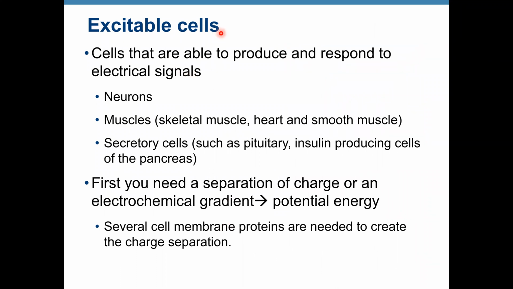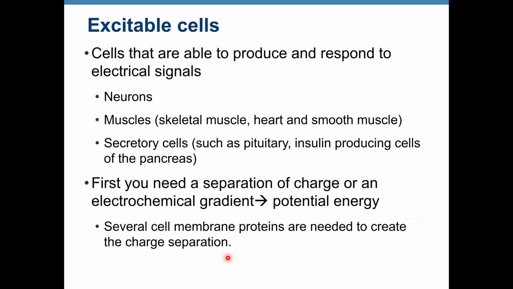Now, excitable cells. Excitable cells are cells that are able to produce and respond to electrical signals. Excitable cells include neurons, muscle cells, skeletal, cardiac, and smooth, and some secretory cells, such as pituitary cells or insulin-producing cells of the pancreas. So first, you need a separation of charge or electrochemical gradient that would give you potential energy. And several cell membrane proteins are needed to create the charge separation.